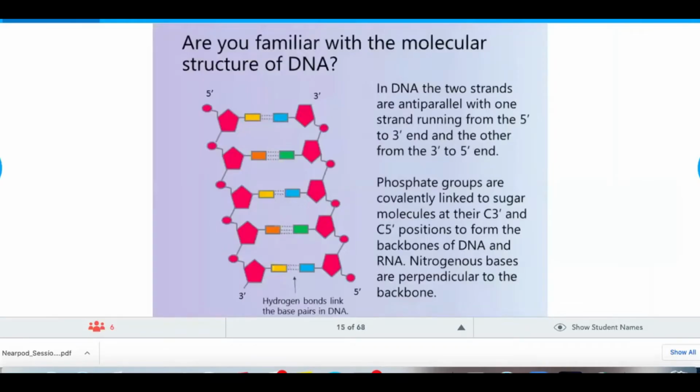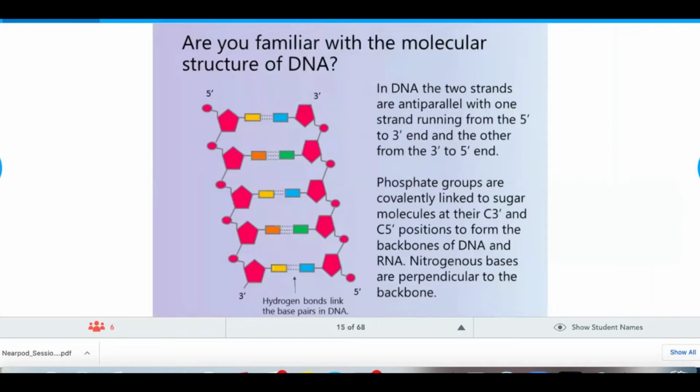Now, we all know what DNA stands for, right? It's deoxyribonucleic acid. The only way it's different from an RNA molecule is the sugar. It has a deoxyribose sugar instead of a ribose entity. And also it's a double-stranded structure. But in addition to that, what else do we need to know about the DNA?